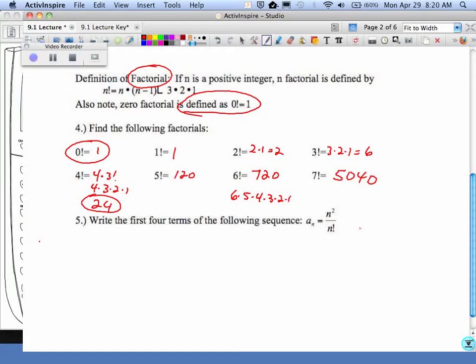And think about, does n squared or n factorial grow faster? Which one grows faster? Okay, think about that as you go. I'll pause it, and then we'll put the answer.